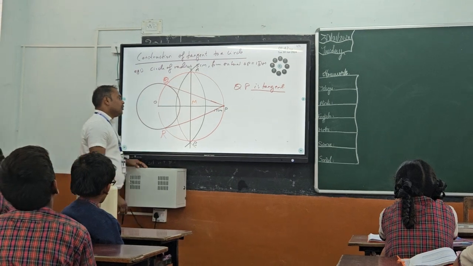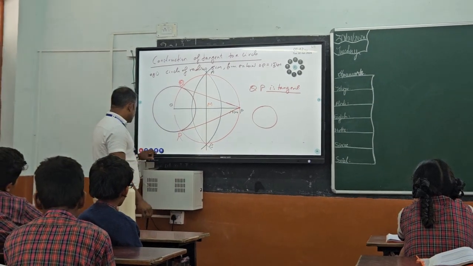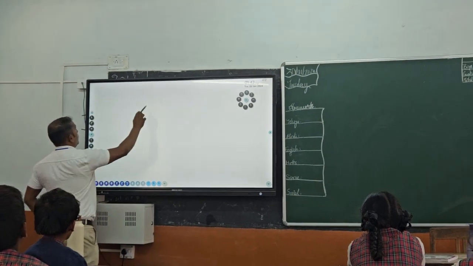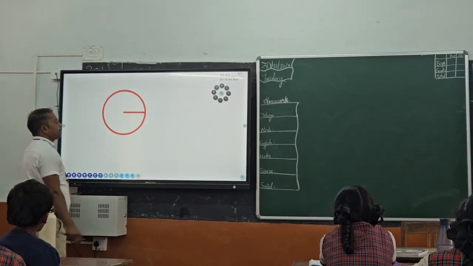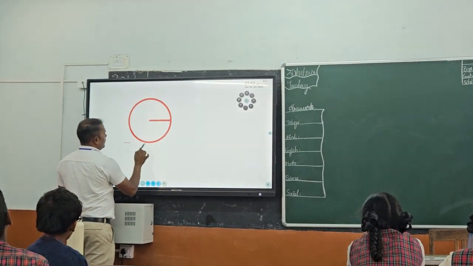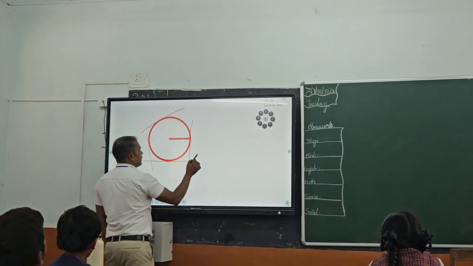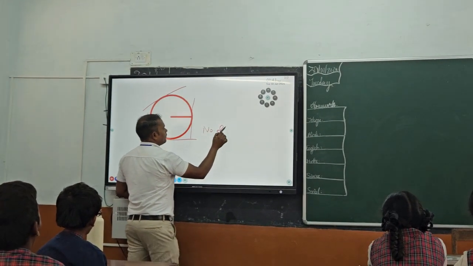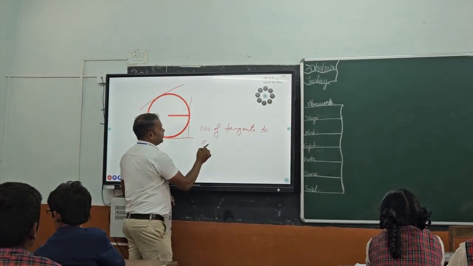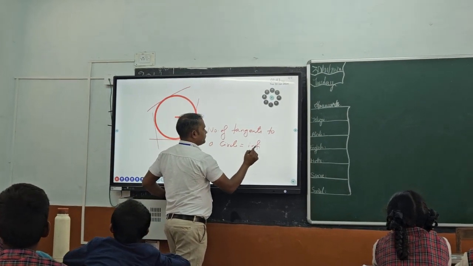So, to a circle, how many tangents can we draw? Infinite. Why? Because we can draw a tangent at any point. At every point we can draw a tangent. So the number of tangents to a circle is infinite, with the infinity symbol like this.